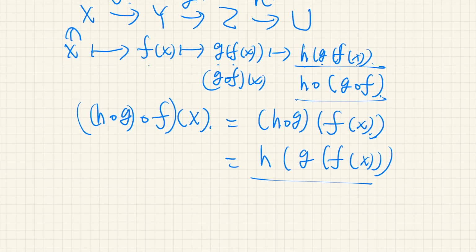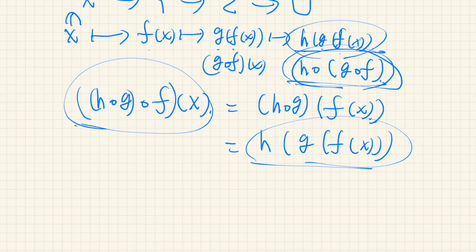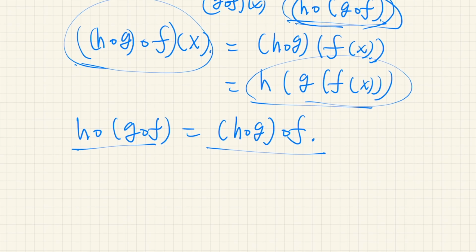So in this way we get this map, and in this way we get the same map. So they are actually equal maps. So h after g after f is equal to h after g after f. So this equality holds. This means composition of maps is associative, just like addition or multiplication of real numbers.